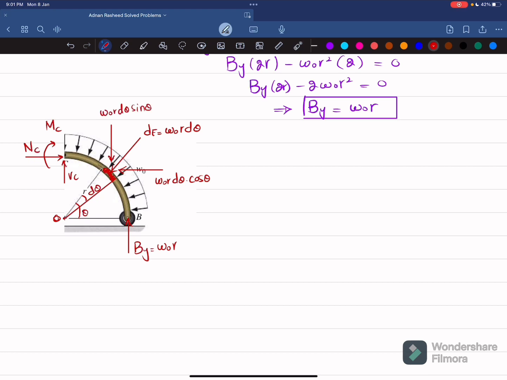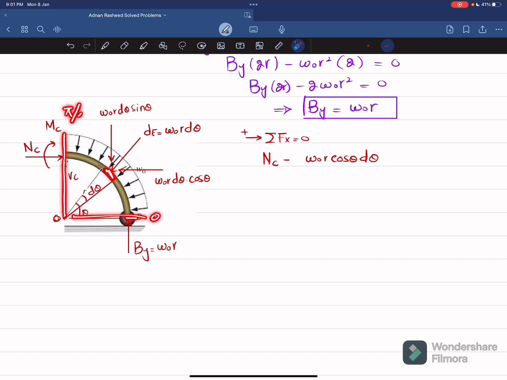Okay, now we'll apply the equations of equilibrium. The first equation of equilibrium is that the sum of all forces along the x direction must be equal to 0, and force in this direction is taken as positive. You can see one force, which is Nc, is in the positive direction, and the other component of this force is in the negative direction. There is no other horizontal force, and their sum must be equal to 0. So I can write Nc minus w naught r cos theta into d theta. Since this is a differential equation, if I integrate from 0 to pi by 2, we will get the net horizontal force acting on the system.